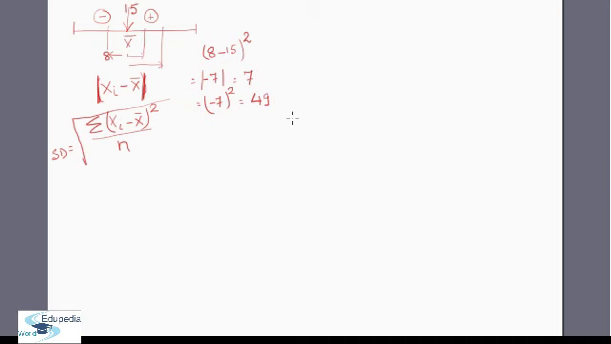Let's see why it's called root mean square. As I said, we call this root mean square deviation. Now we see here what we do is we are finding the mean, the arithmetic mean of the deviation.